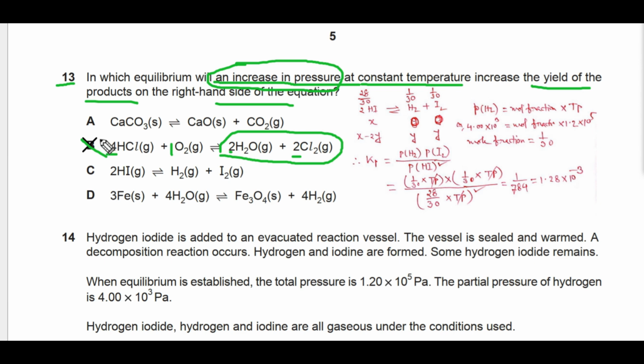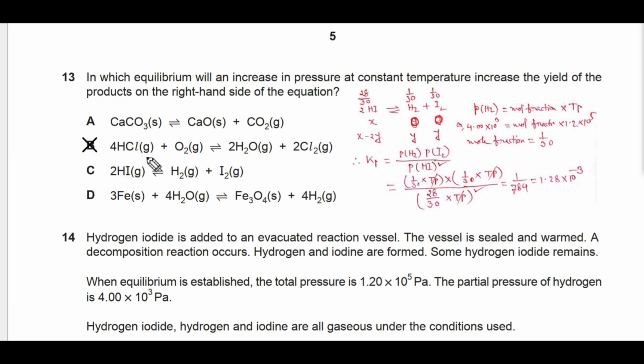So for B, if you increase the pressure, the equilibrium will move from left to right. So if left to right, the yield of product will increase. So B is the right answer. Why is C wrong? Same mole, so no effect. Here the right hand side has more mole, so it will go right to left. This is a wrong answer. And this has 4 mole, same mole, so no effect of increasing pressure.